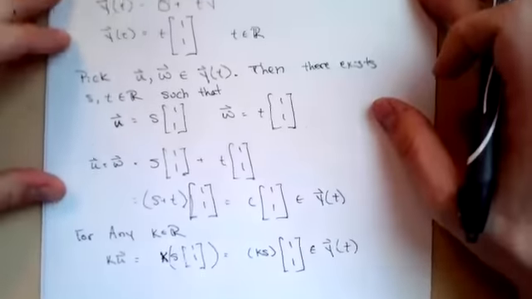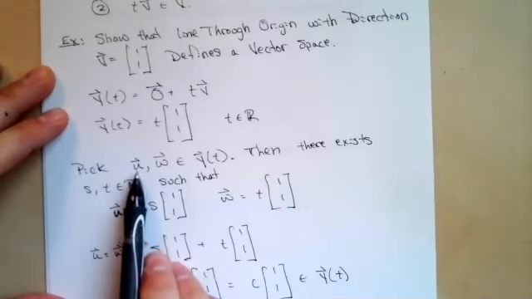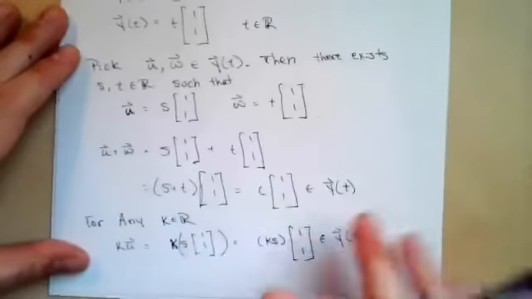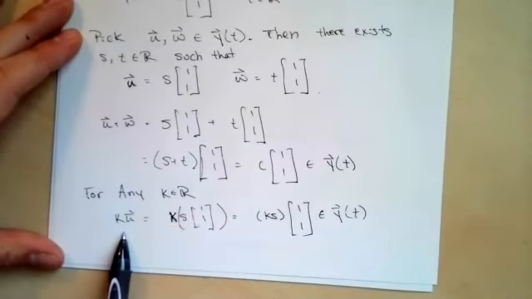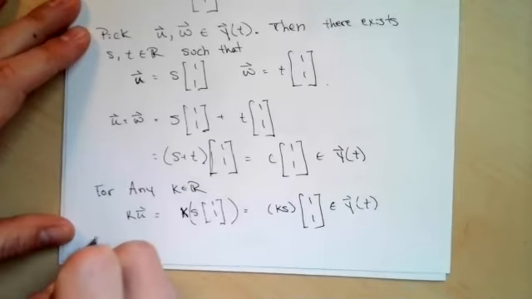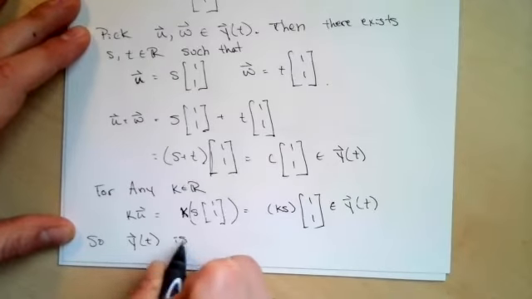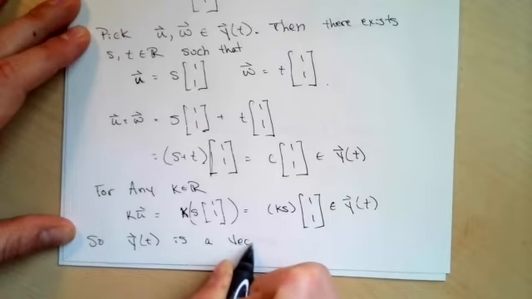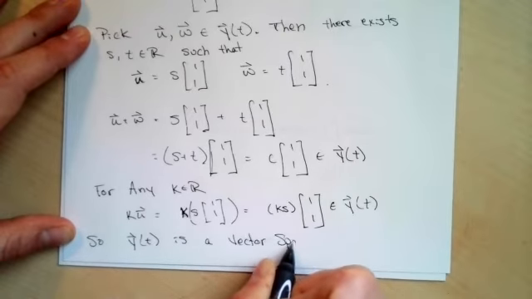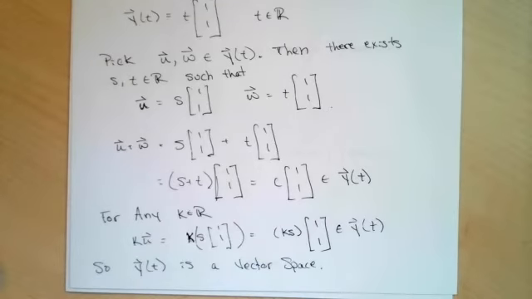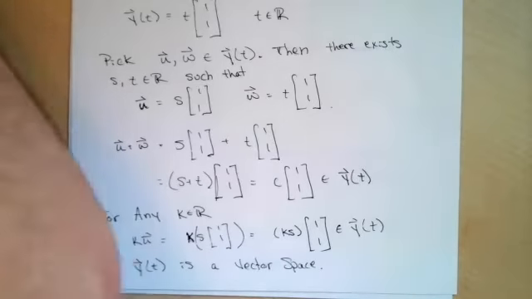So essentially what we've shown is that for any two vectors that are on this line, we can add the two vectors and we can scalar multiply. So this line is a vector space. Any questions on that?